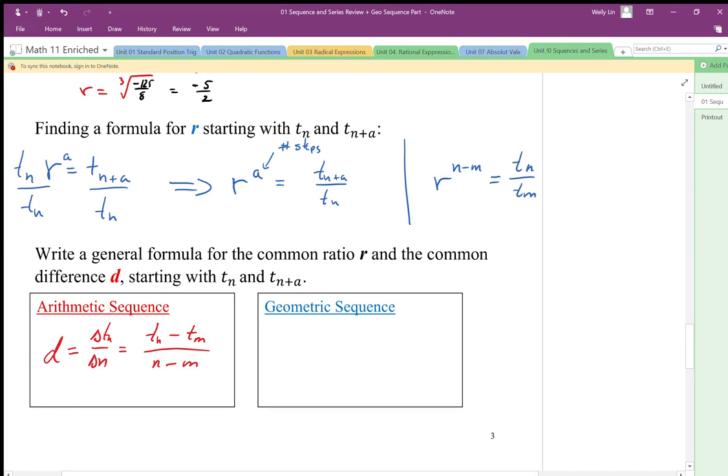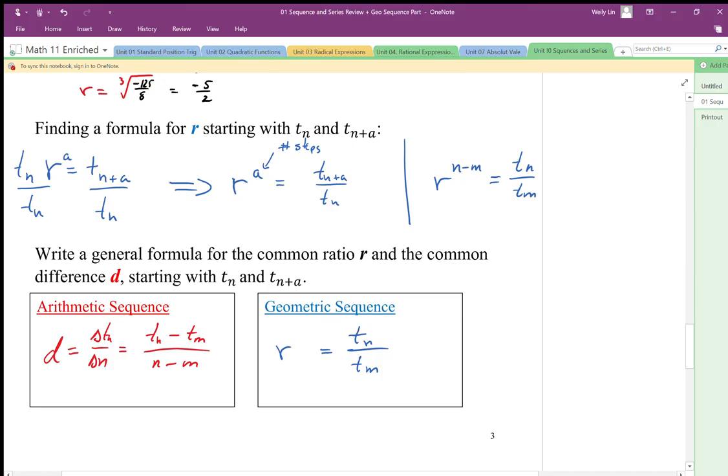For geometric sequences, it's different because it's not the same as slope, but there are some analogies here. The common ratio is going to be used a change in n number of times, and that's going to be the Tn over Tm. Instead of minus, because it's multiplication, we're going to divide. It's going to look like that. So this represents the change in n from m to n.